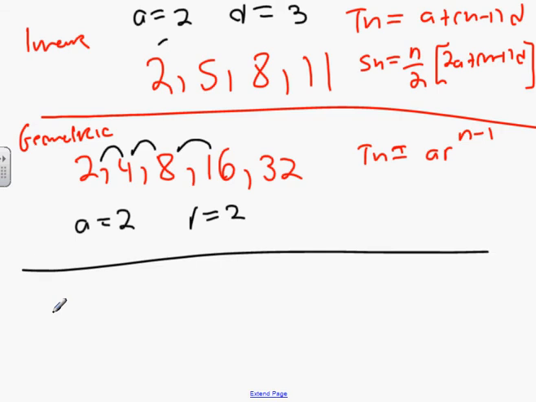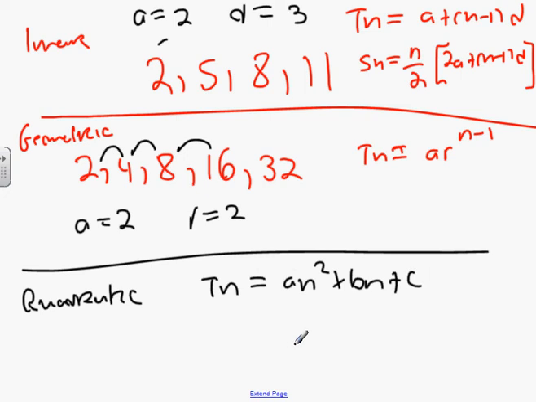And finally, your third type is your quadratic. Now, there's no Sn for quadratic, there's only Tn. Tn equals an squared plus bn plus c, where a equals half the second difference, and b and c have to be worked out using a simultaneous equation. Is that right? Okay.